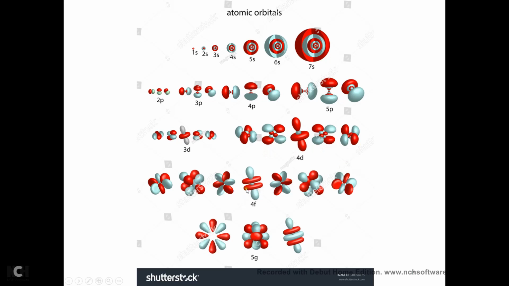For the f orbitals, this is 4f, so 3 nodes, and all of them are planar. So again, you can do this 1, 2, 3. 5g: 1, 2, 3, 4. 4 nodal surfaces in the 5g orbital. And those 4 nodal surfaces are all planar.